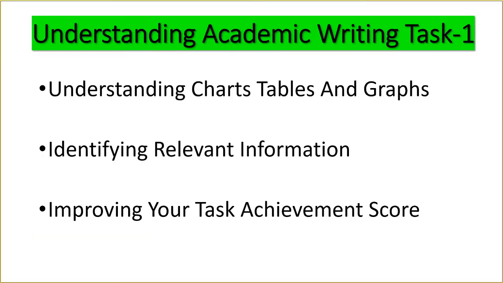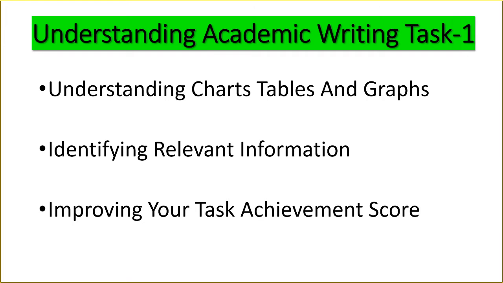First, it is important to understand academic writing task 1. Understanding academic writing task 1 means first understanding the chart, table and graph. So the very first moment when you start to write, you should be able to understand what type of graph or table you have. Identifying relevant information: you need to identify the relevant information of task 1. Some students invent something from their side and start to write it in the task, so of course that is not acceptable. So you need to identify the relevant information.